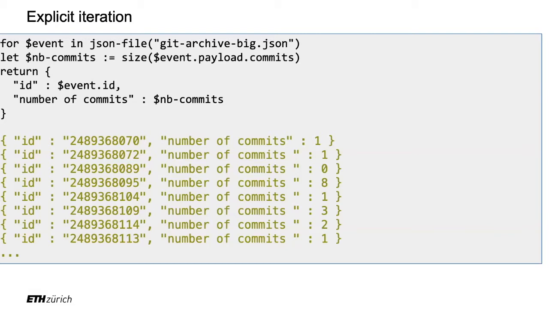In fact, this would be like the from clause of SQL. That would be the right way to understand this for. This is like the from clause of SQL. And the select would be the return. So whenever you have for return, that's like select from, just the other way around. So it's as if you would have select ID, number of commits from git archive big.json. That's the way to see it, right?